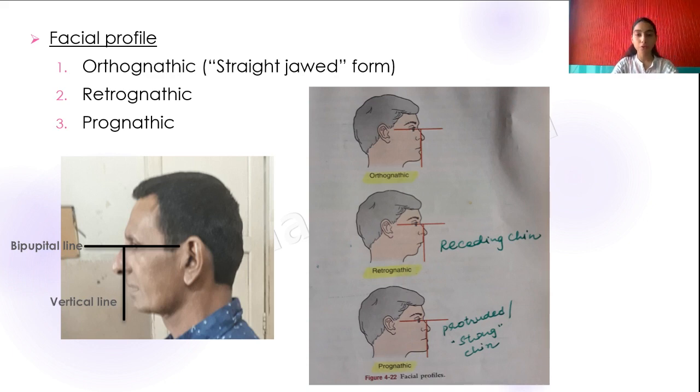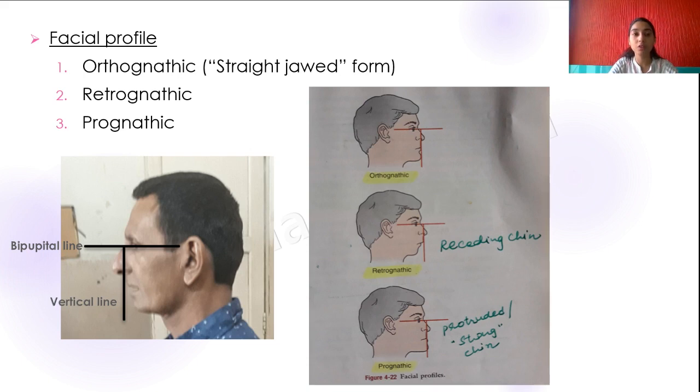Then check for the facial profile. For that, you have to take a side view photograph of the patient's face and draw a bipupillary line and a vertical line which is perpendicular to it. And if this vertical line touches the upper lip, lower lip and the chin, then it's called a straight jaw line type of facial profile, and it's normal, called the orthognathic type of facial profile. If the chin is posterior to this vertical line, it is considered a retrognathic type of facial profile, and if the chin is forward to this vertical line, then it's termed a prognathic type of facial profile.